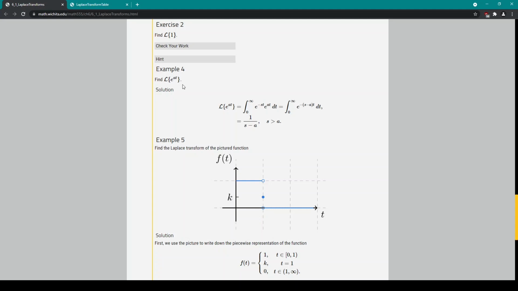And we see here that we just plug the function e to the at into the integral as shown, do a little bit of refactoring, and then end up with a result that's very similar to the result that we got from taking the Laplace transform of 1, where instead of getting 1 over s, we get 1 over s minus a, right?